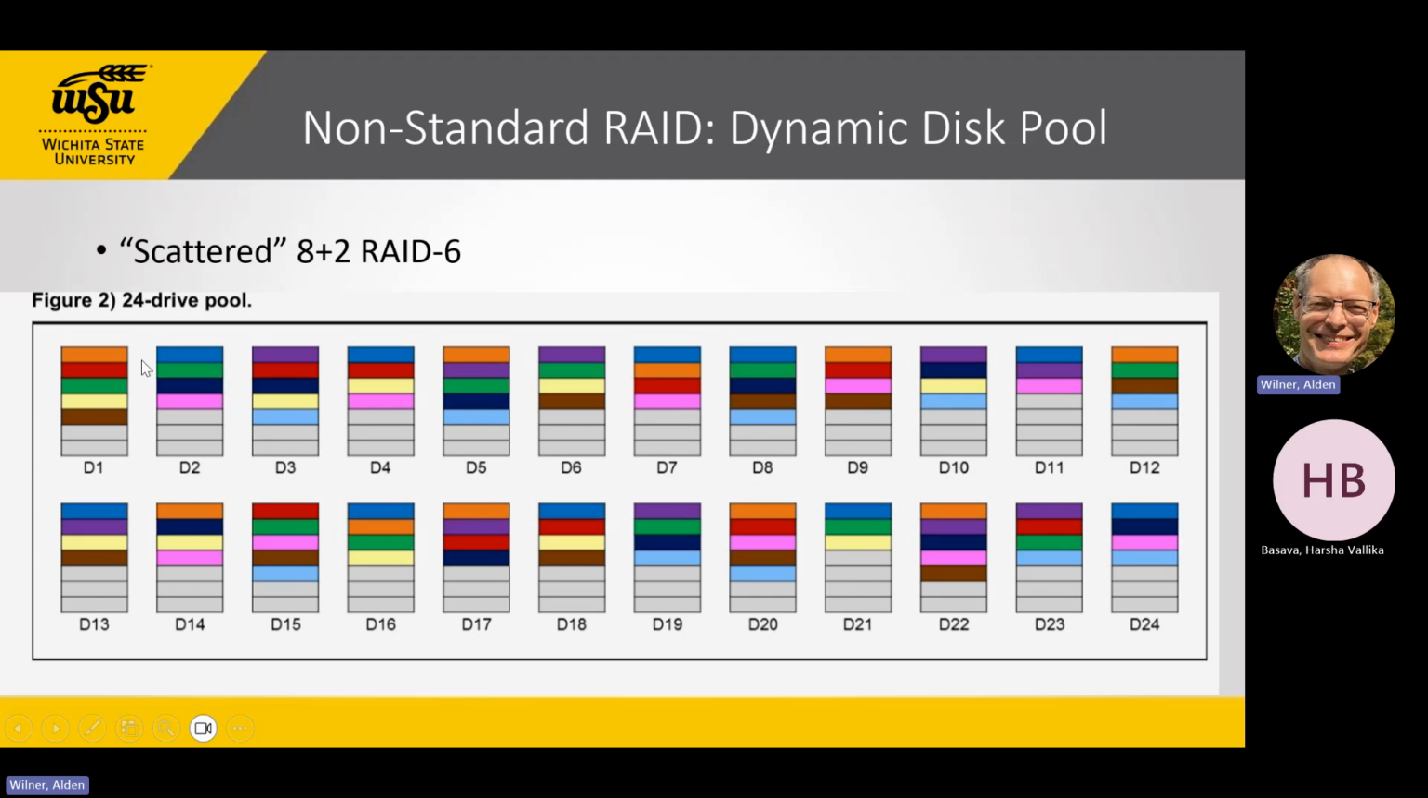And instead of being 10 drives, it's got 24 drives. And it takes a simple 8 plus 2, that is 8 data and 2 parity drive, RAID 6, and it randomly, semi-randomly scatters it on those 24 drives. So you see there's an orange. 1, 2, 3, 4, 5, 6, 7, 8, 9, 10. There's 10 orange blocks. There's 10 red blocks, 10 blue, dark blue, 10 light blue, so on and so forth.